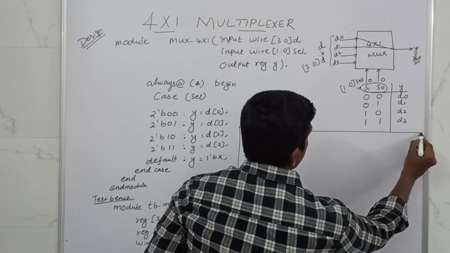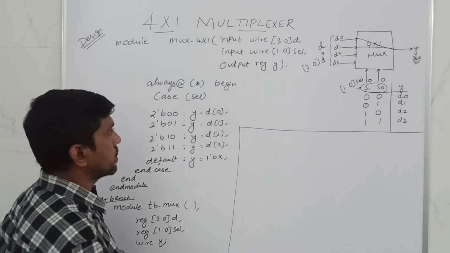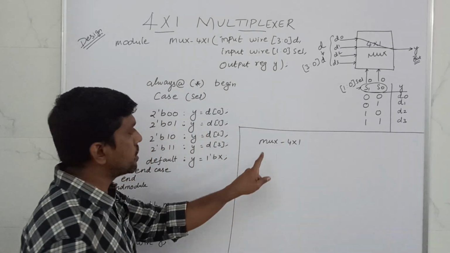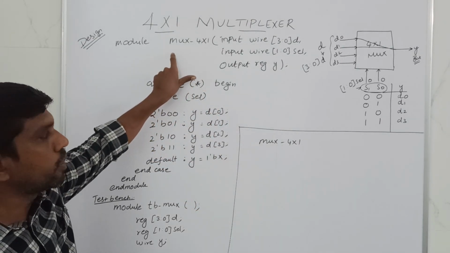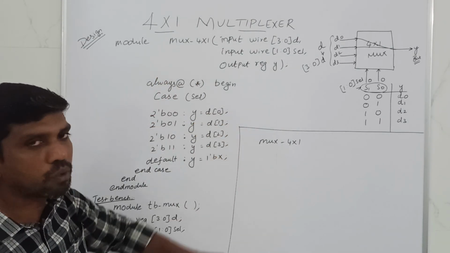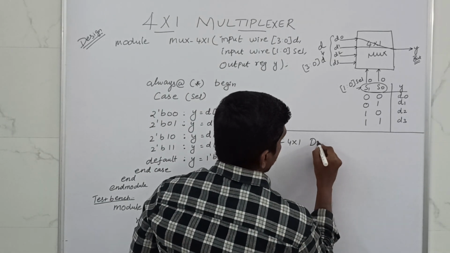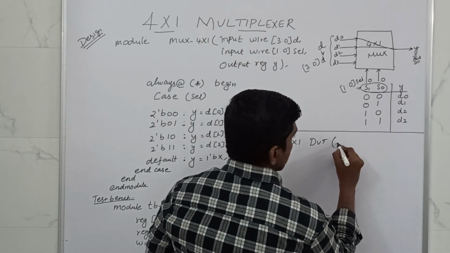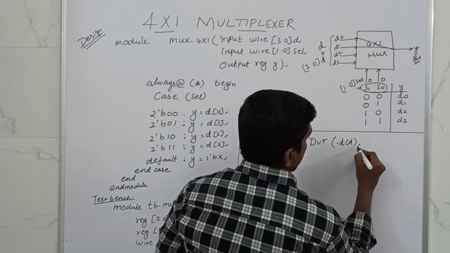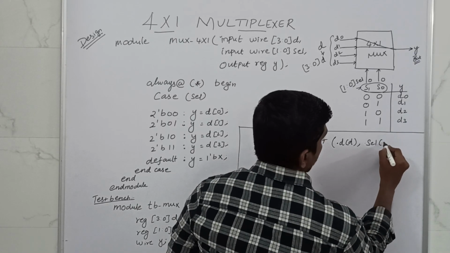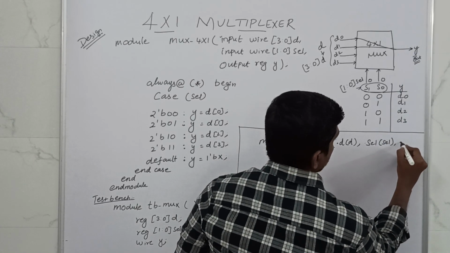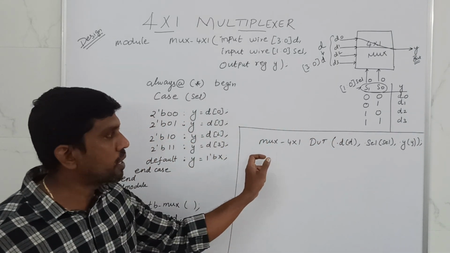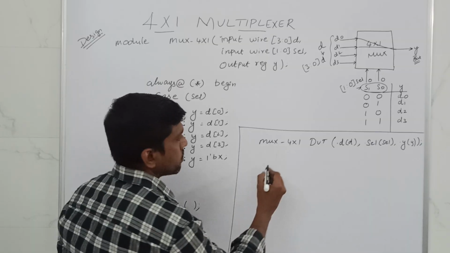The next step is the declaration of instantiation. mux_4x1, this name comes from the design code module name. So the design code module name is mux_4x1. DUT represents design under test. .D(D), .selection(selection), .Y(Y). So this is the format of the declaration of instantiation.